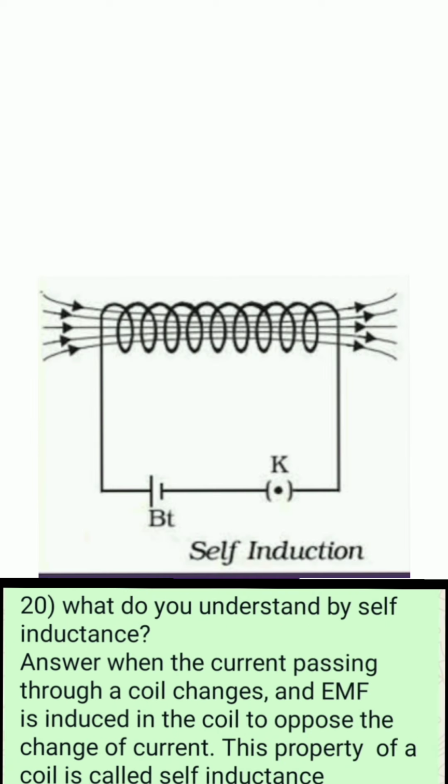20. What do you understand by self-inductance? Answer. When the current passing through a coil changes, an EMF is induced in the coil to oppose the change of current. This property of a coil is called self-inductance.